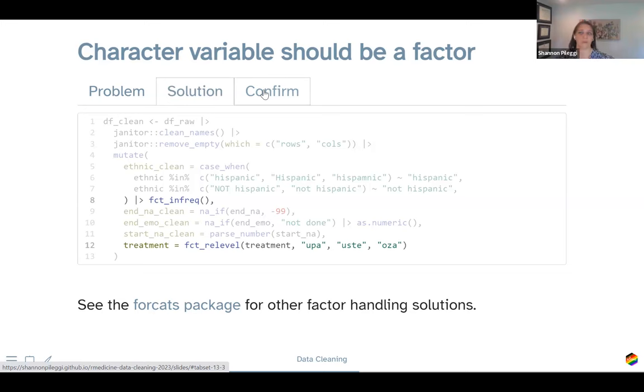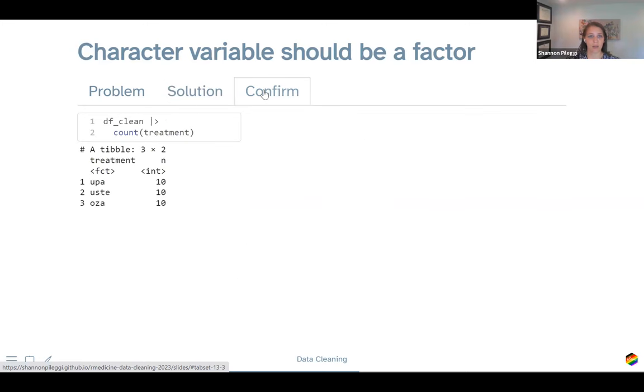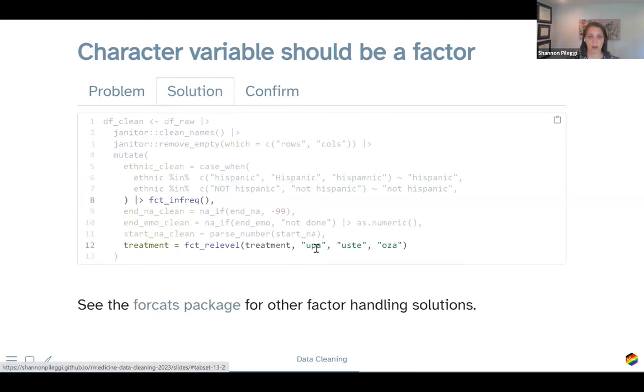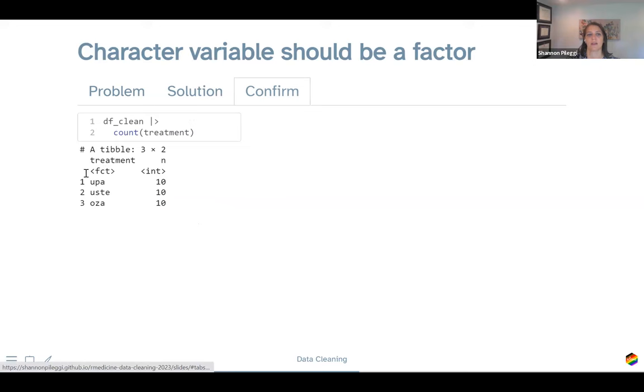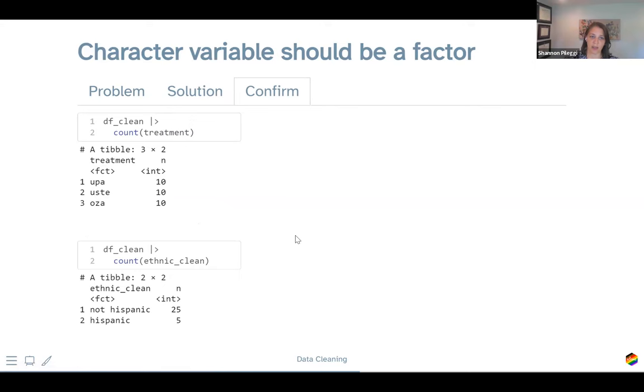So now we want to confirm what happened. So here is our new treatment variable. So we have recoded it as a factor. You can see that assignment right here where it says fct. So it is a factor variable. And now it is in the order that we specified: Upa, Usti, Oza. Again, for ethnicity, we have a factor variable, and it's presenting in order of most frequent to least frequent because we used fct_infreq. So we have not Hispanic followed by Hispanic.